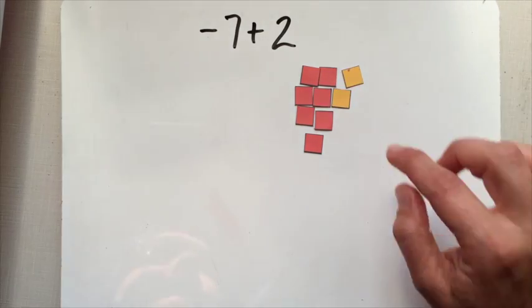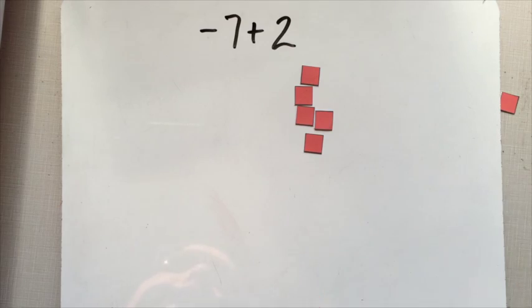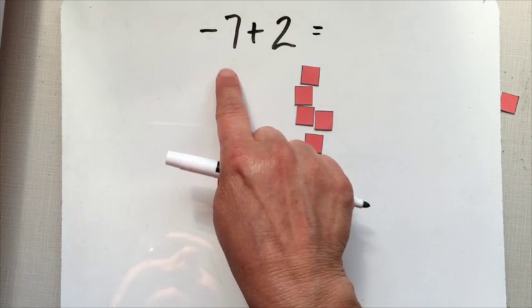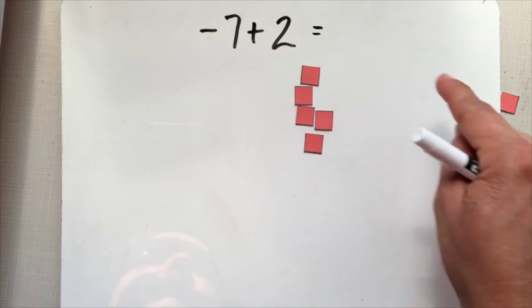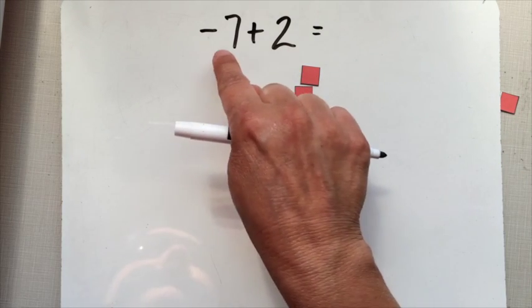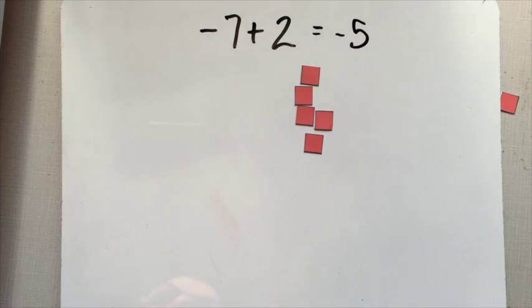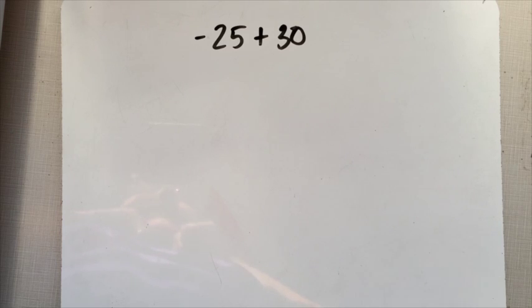Each one of these positive tiles is going to eliminate one of the negatives, but my answer is going to be negative because I started with more red tiles than yellow. I have 2 less because the 2 yellow tiles took away 2 of the red tiles. So my answer is negative 5. How'd you do? All right, give this one a try.